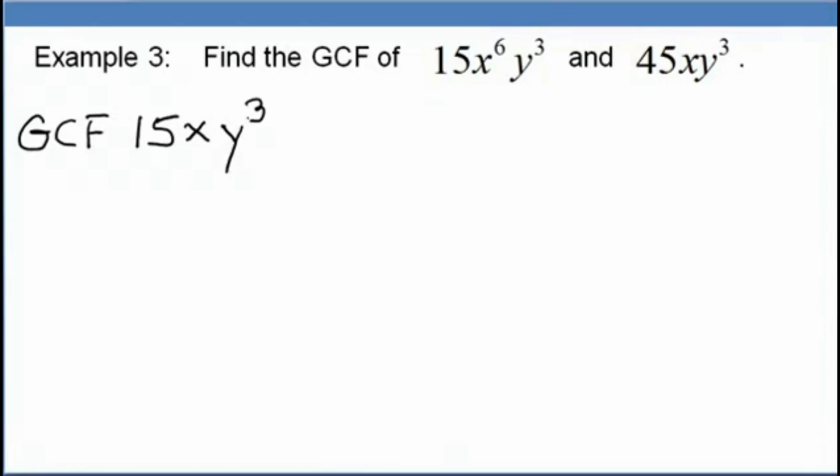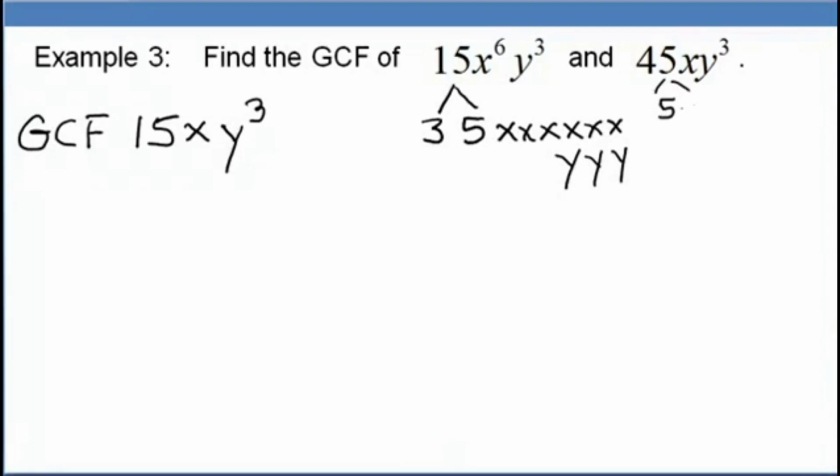Let's just verify it though. So for the numbers, we'll break to primes. 15 is 3 times 5. And the variables, you can write them out. So we have 6 x's and 3 y's. 45. So we have 5 times 9. And our 9 gives us some 3's. And we have 1 x and 3 y's.